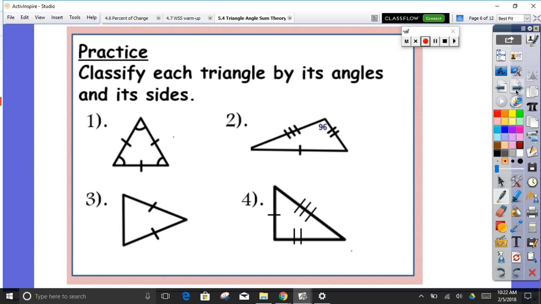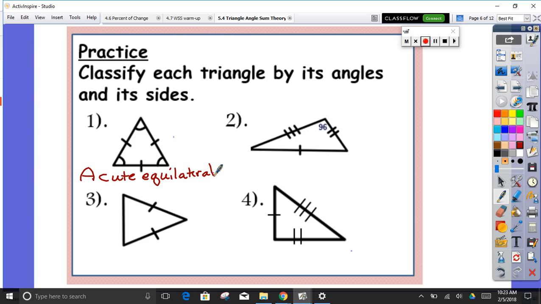Okay, in this practice, we are going to classify each triangle by its angles and its sides. So each triangle will have 2 names. It will have a name based on its sides, and it will have a name based on its angles. Zoe, give the first one a try. You can look back at the notes. I don't expect you to have all these memorized right away. It's acute. And what else is it? Equilateral. So it's acute and equilateral.